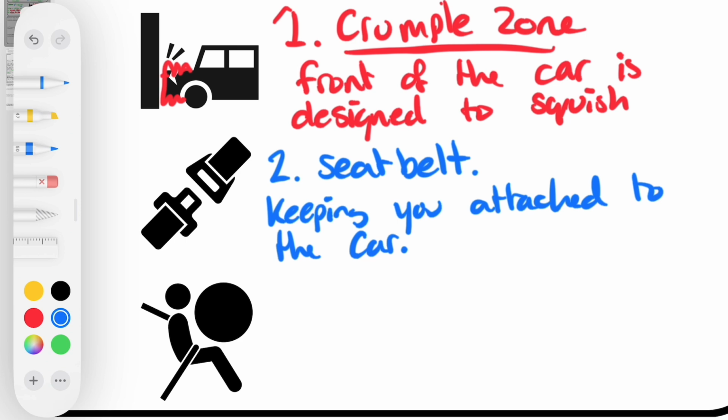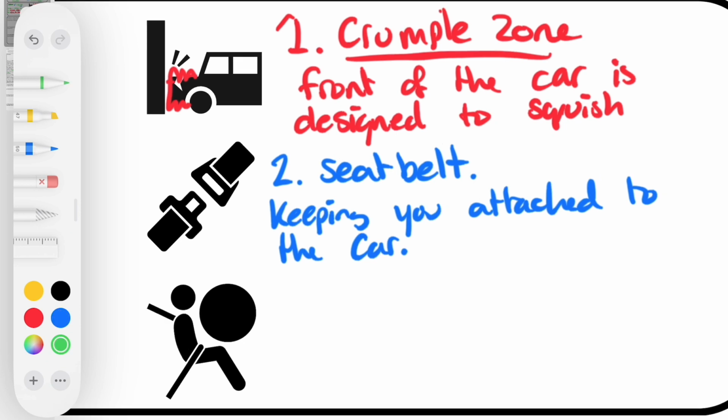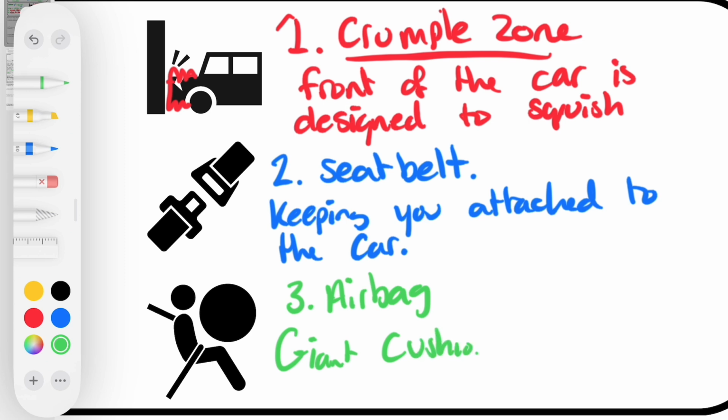If that seatbelt wasn't there, you would also go flying forward, which means you might end up hitting something and getting hurt. And if you do go flying forward, hopefully the third thing, the airbag, is there to catch you. Now airbags are basically giant cushions. Okay, they inflate really quickly.